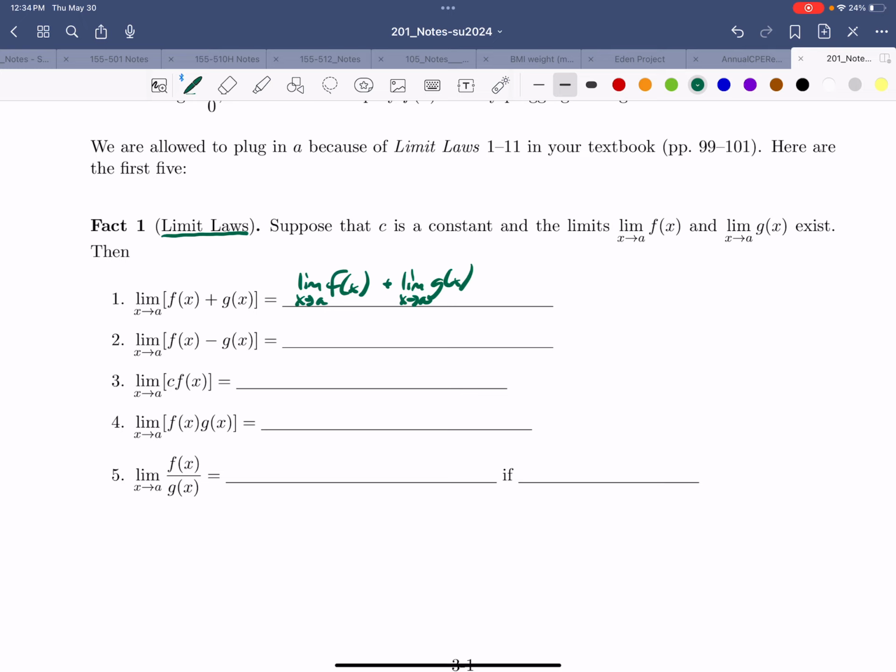Just plug a into f of x, plug a into g of x. That's how you can get those limits. That's not something that's taken for granted. You have to show that in theory. Mathematicians have shown that. They've rigorously shown it. We won't show it here, but it is a thing. Similarly, it holds for subtraction as well.